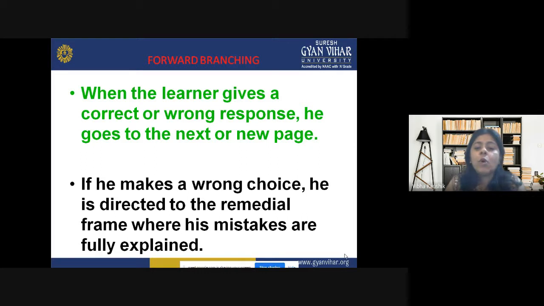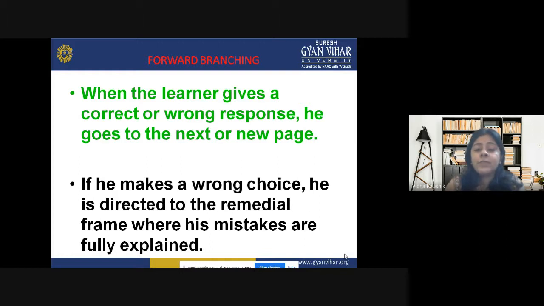If the learner makes a wrong choice and gives an incorrect answer, he is directed to the remedial frame. That means if the learner has given a wrong answer, then from that particular frame he is directed to the remedial frame, where his mistakes are fully explained. In that remedial frame, the learner will get all the information.